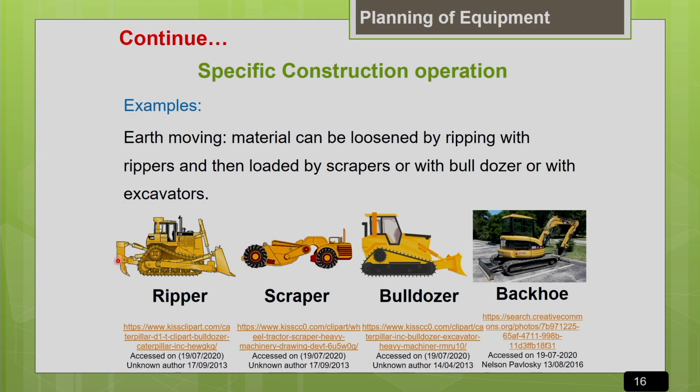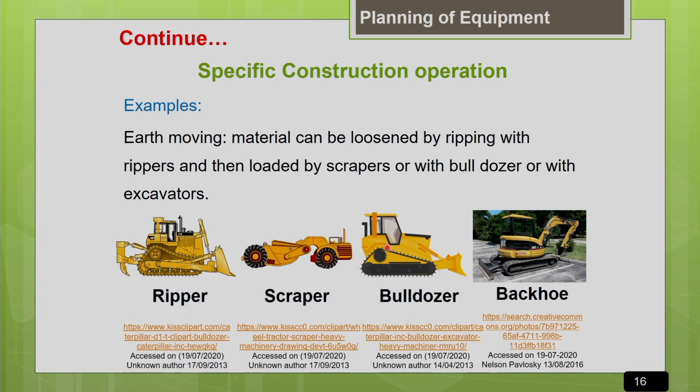After loosening the earth with the ripper, I can go for this scraper, which is also an earth moving operation, which can cut the earth and load it into the bowl. So before cutting the earth with the scraper, if you are using the ripper, the job of the scraper will be much easier. Its productivity will increase. So I can go for a combination of ripper and scraper. This is one option possible.